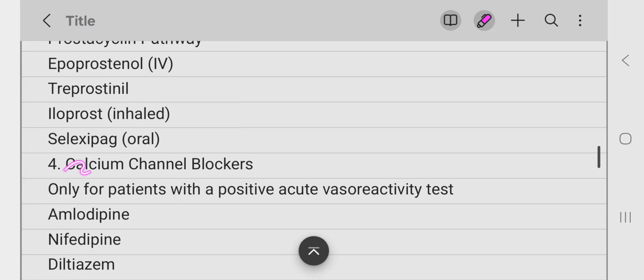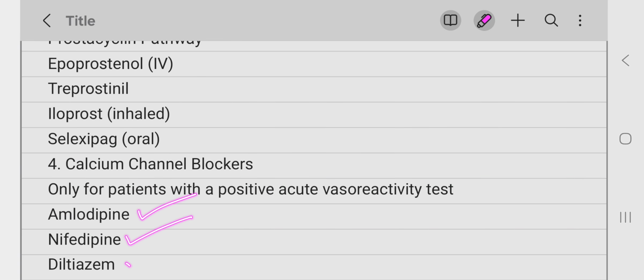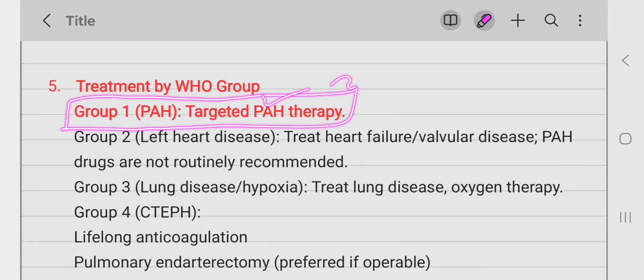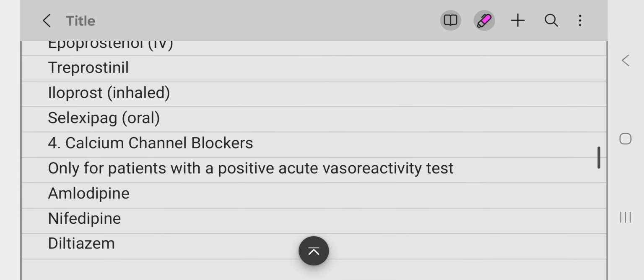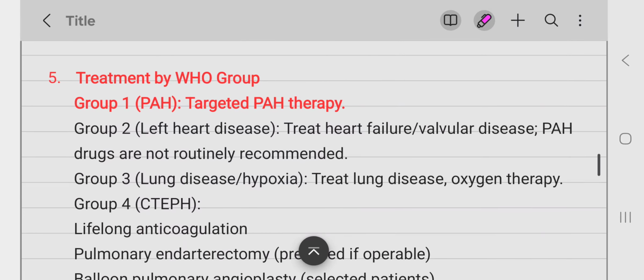Then calcium channel blockers, but these are only given to the patients with a positive acute vasoreactivity test. For example, if the patient has pulmonary hypertension and we do cardiac catheterization, and after giving nitric oxide, the patient has given a response to the nitric oxide, then only we use calcium channel blockers in that patient. For example, amlodipine, nifedipine, diltiazem, etc. If the patient has group 1 pulmonary arterial hypertension, then the targeted PAH therapy is this therapy. As I have told you, 4 groups. These 4 groups are given for group 1 pulmonary arterial hypertension.